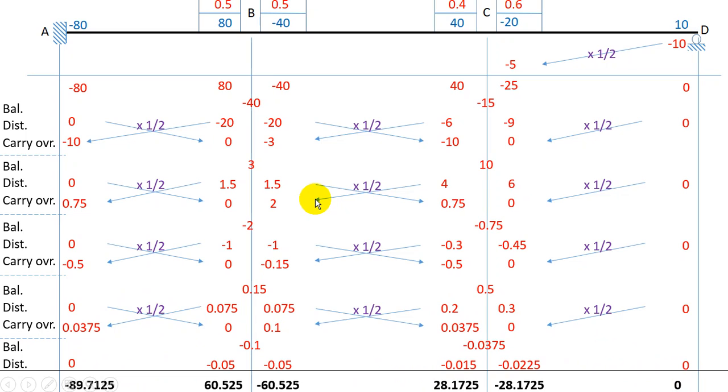You can check these with the Kani's method problem that I've done for the same type of problem. It is a type 2 problem, and the link would be given in the description.